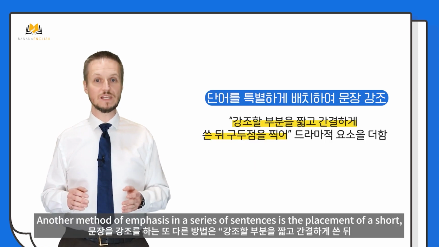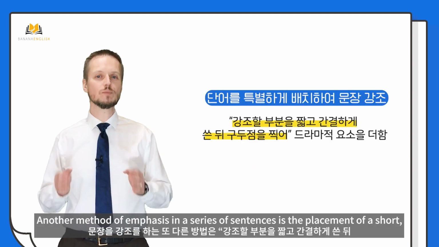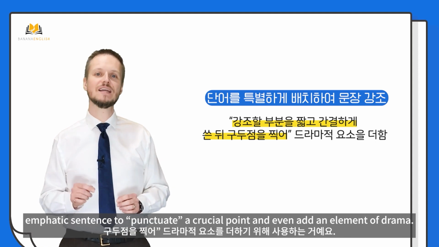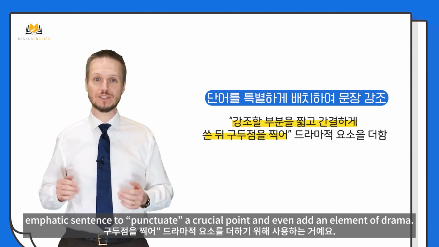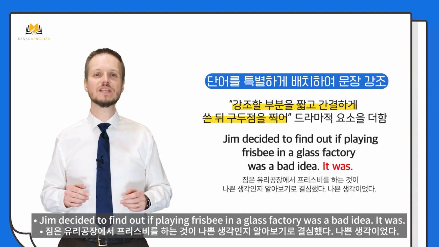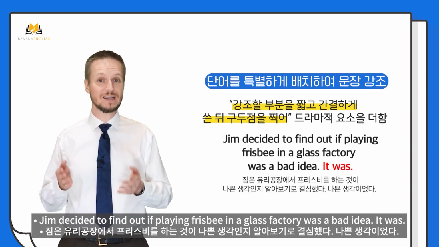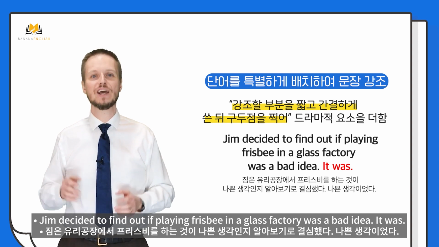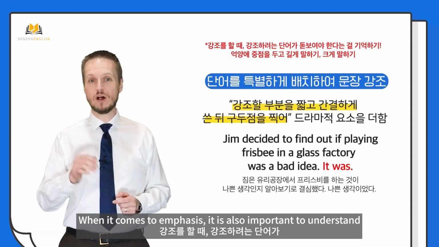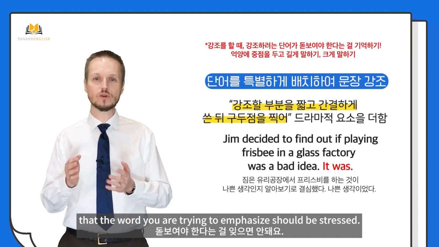Another method of emphasis in a series of sentences is the placement of a short, emphatic sentence to punctuate a crucial point and even add an element of drama. Jim decided to find out if playing frisbee in a glass factory was a bad idea. It was.